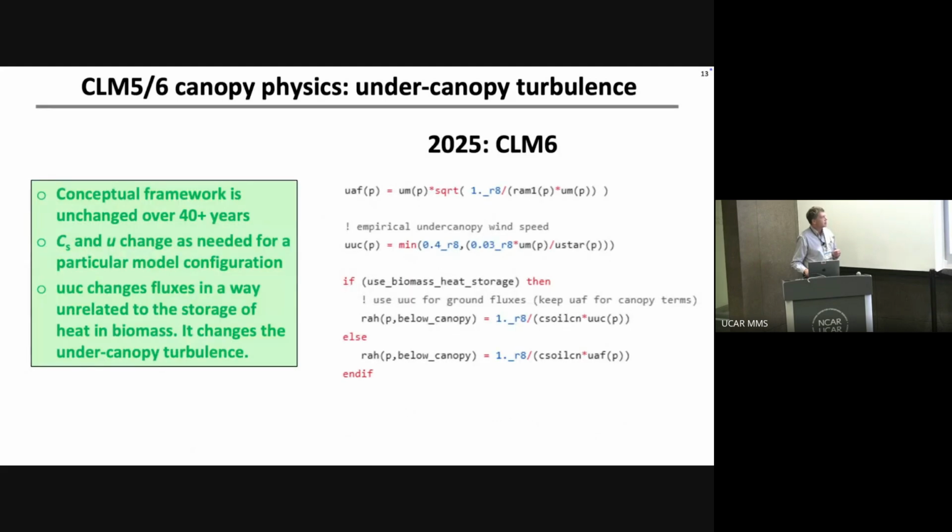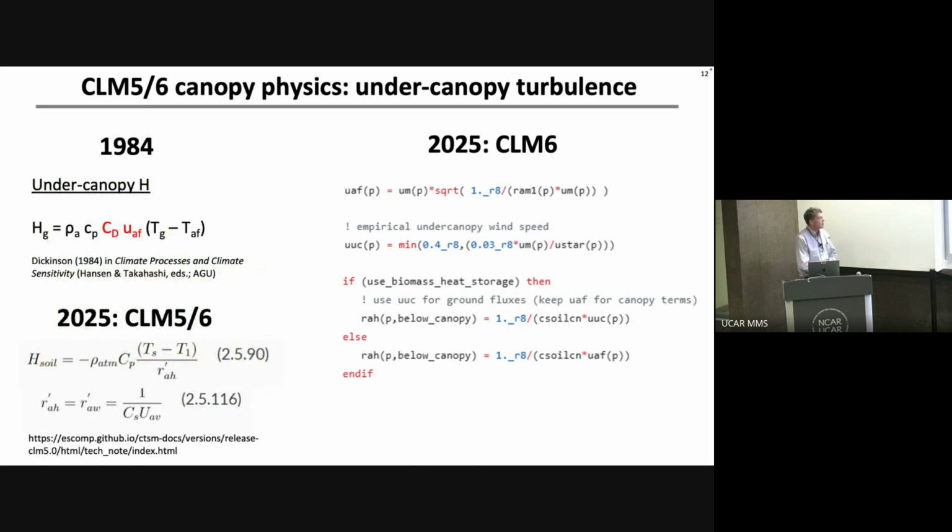And what I mean by that is this is the actual, again, on the right, we're seeing actual code. There's that wind speed in the canopy, which is friction velocity. There's this under canopy wind speed, UUC. And what you're seeing now is if you're not using biomass heat storage, this exchange coefficient, this term here, is still using the wind speed, UAF friction velocity. But if you do the biomass heat storage, you're switching to this under canopy wind speed. So you're changing the aerodynamics under the canopy with the biomass heat storage in a way that has nothing to do with the storage of heat and biomass.